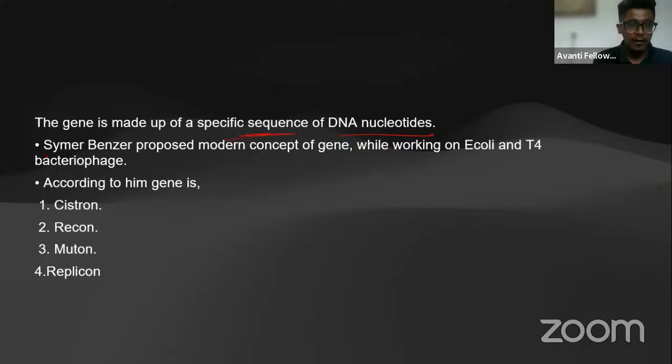Now we have Benzer. What he did is he proposed a model of the concept of gene while he was working on E. coli. According to him, and this is very important, a gene can be a cistron, a recon, a muton, and a replicon. Remember this. According to him, a gene is a cistron, a gene is a recon, a gene is a muton, or it is a replicon.